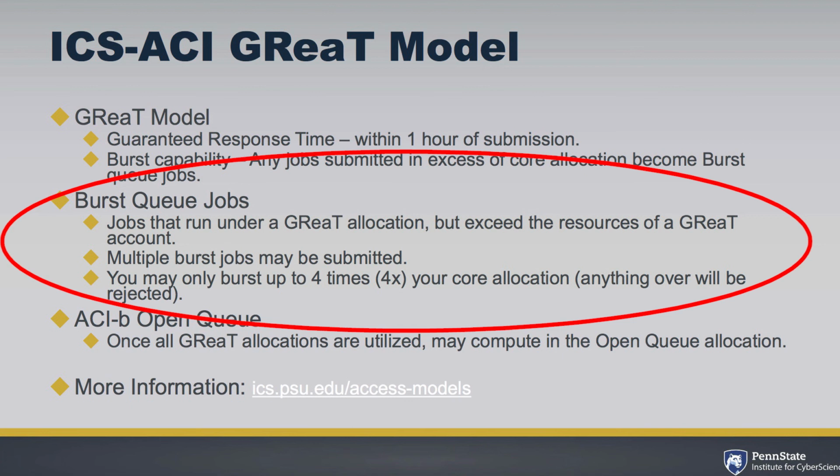Anything you submit outside of that, so if I have 100 cores and I submit a 500 core job, that job would be rejected by the scheduler because I don't have the ability to do that.